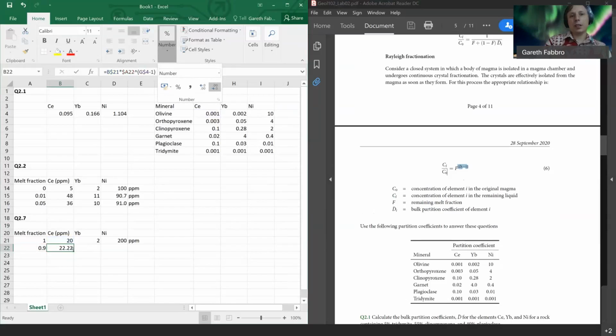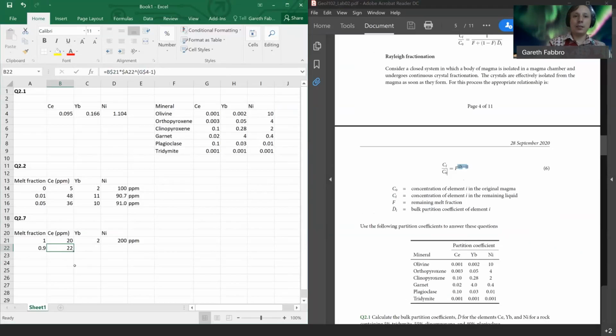And so just do a little sanity check. Cerium is incompatible in olivine, so we would expect it to increase slightly in the remaining melt because you're taking away the olivine and the cerium is staying in your melt. If you have slightly less melt, the same amount of cerium more or less, because very little will go into the olivine, you're increasing the concentration.